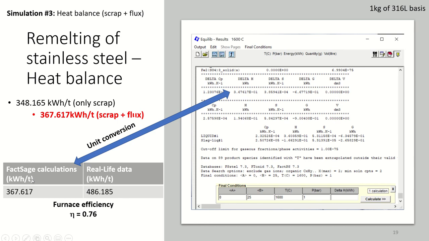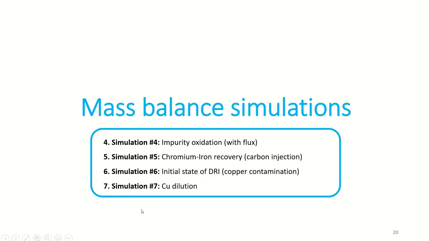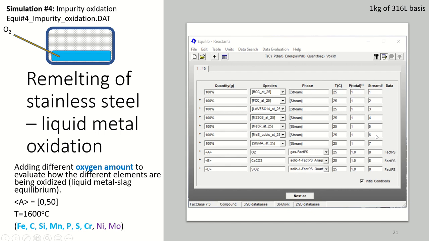And if you calculate the ratio of these two values, we would have a furnace efficiency of 0.76. So now let's move on to the mass balance of the electric arc furnace. As I showed you in the beginning of the presentation, we are going to inject oxygen into the liquid metal to oxidize the different impurities. So in the mass balance, we know that we need approximately 50 grams of oxygen.